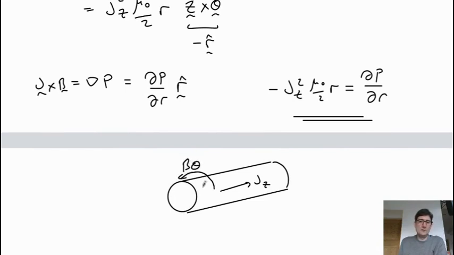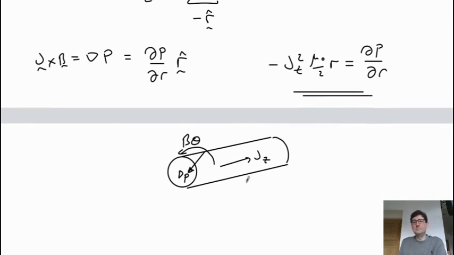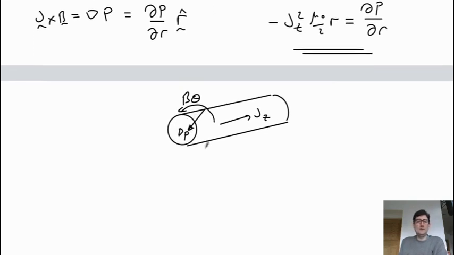And this is producing a J cross B, grad P, in this direction. So grad P is in towards the axis of the machine. And so we have highest pressure in the middle, lowest pressure on the outside. So we can work out what the pressure must be.